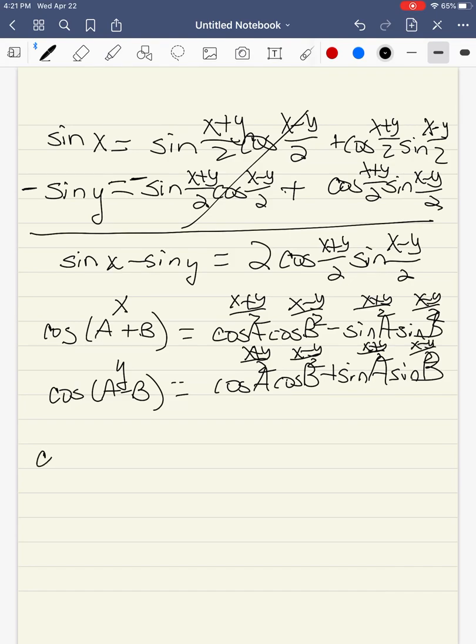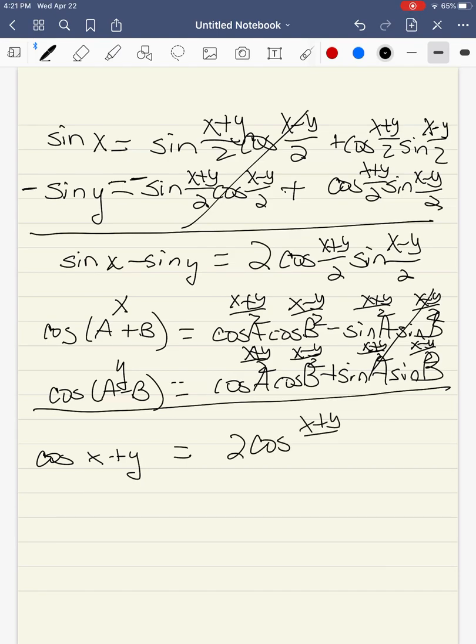So the first one they're asking us to find is cosine of x plus y. So we're simply going to add these in the format that they're in, and these two will cancel. So we'll get 2 cosine (x plus y)/2 cosine (x minus y)/2.